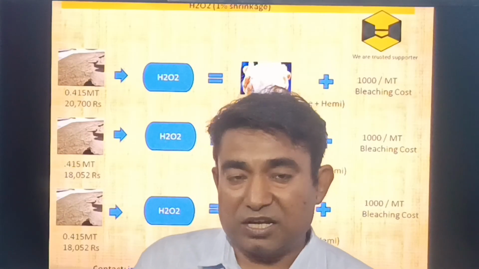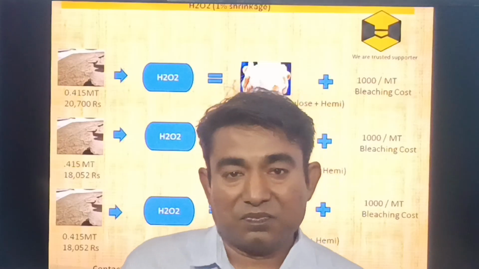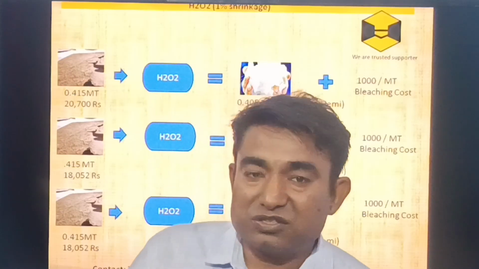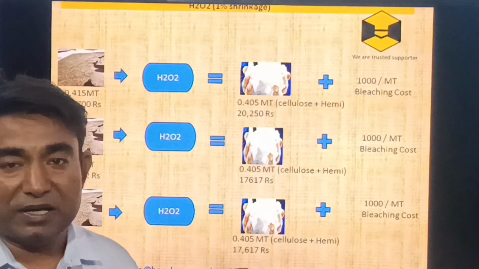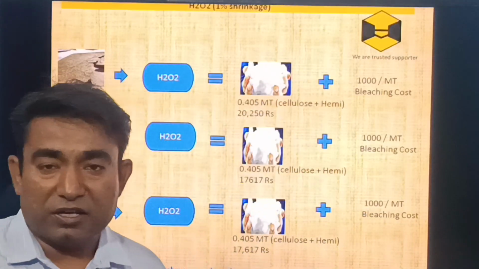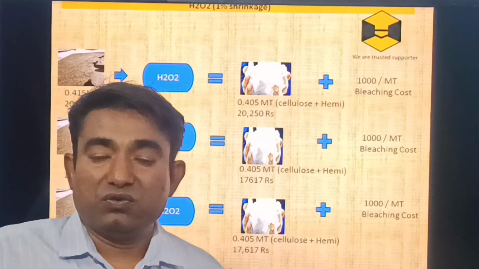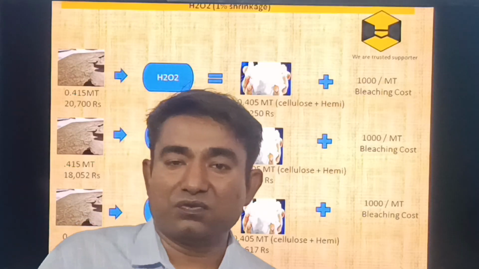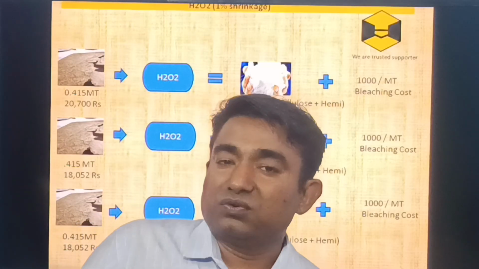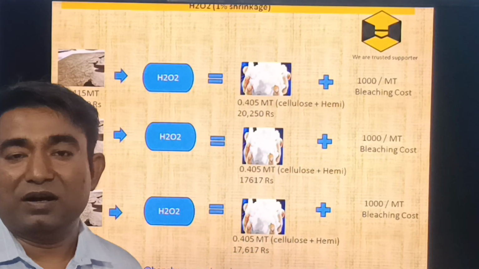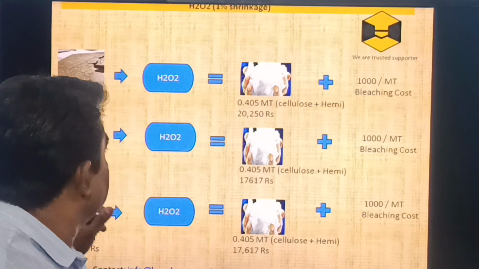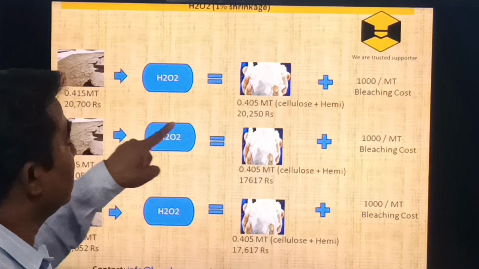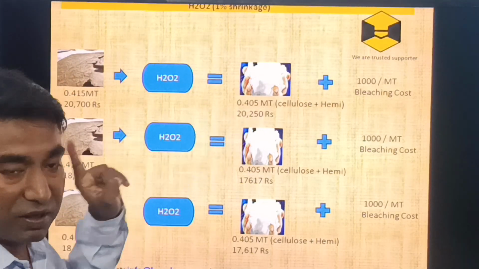Now come to the next step of bleaching, that is H2O2. In the H2O2 stage, we are using caustic as well as other elements which are used for the bleaching. Up to the H2O2 stage, if you see, we have usually achieved brightness in the range of 82 to 85%, depending upon the quality of the pulp and throughput. So here if you see, pulp will shrink from 0.415 to 0.405.